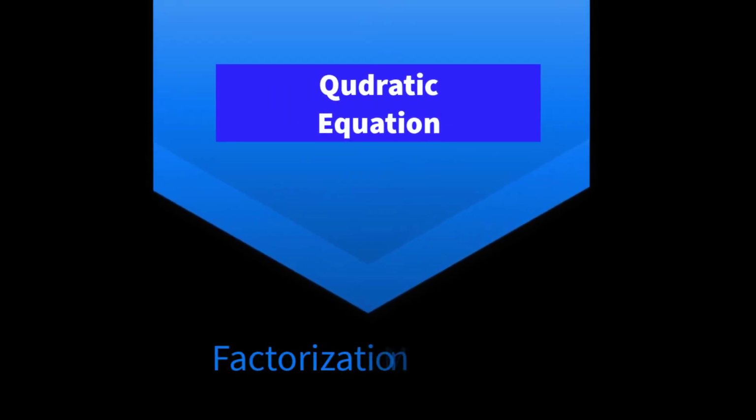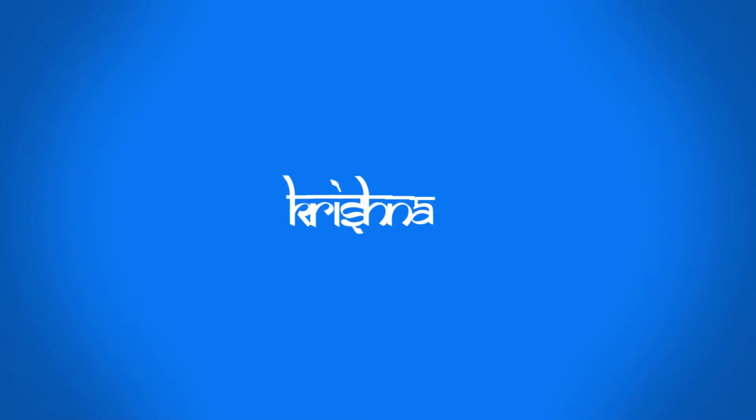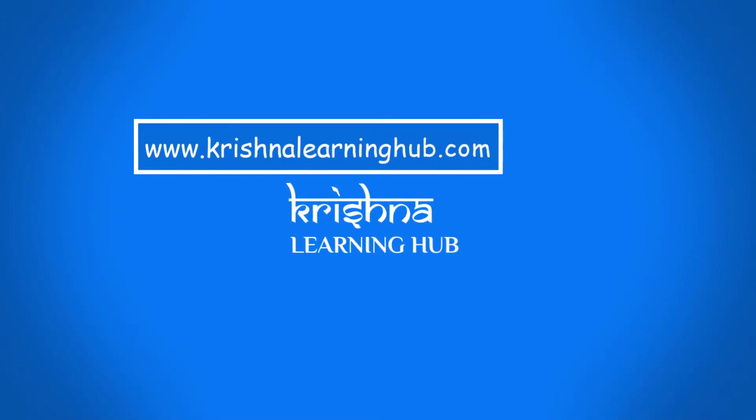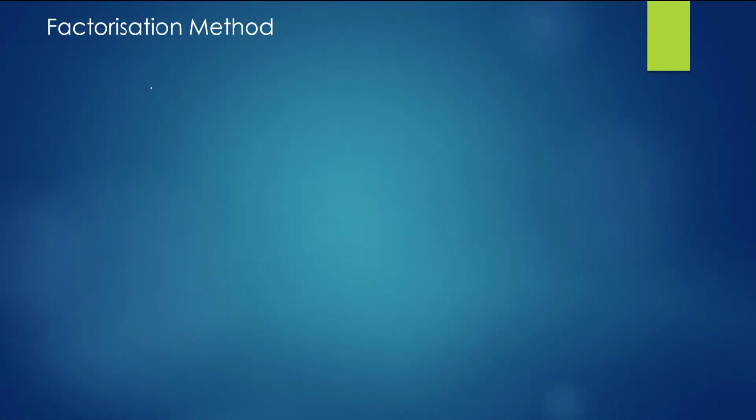How to solve a quadratic equation with the factorization method. To solve a quadratic equation, one of the methods is the factorization method. We already know that the standard form is ax square plus bx plus c is equal to 0.